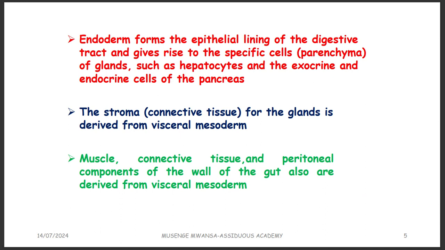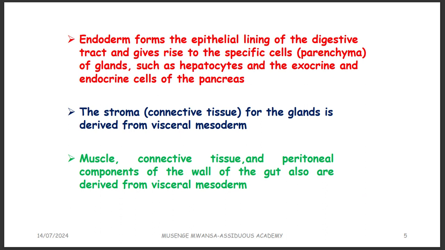The stroma, the connective tissue, the supporting tissue of those glands that are coming from this same primitive GIT, is going to be derived from visceral mesoderm. So connective tissue doesn't come from endoderm, it will come from visceral mesoderm, the connective tissue of these same glands. Muscles, connective tissue, and peritoneal components of the whole of the gut are also derived from visceral mesoderm.